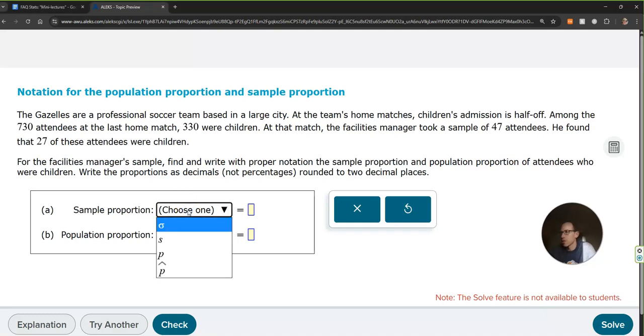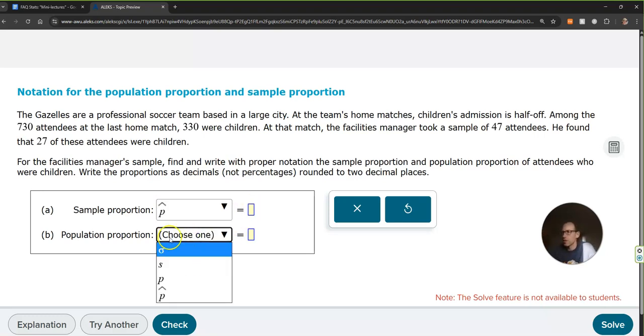So sample proportion is always going to be the same notation. It really doesn't depend on this particular problem. Notice that the first two here are standard deviation. Here's the population standard deviation. Here's the sample standard deviation. But we're looking for proportion. And so the sample proportion is this p hat right here.